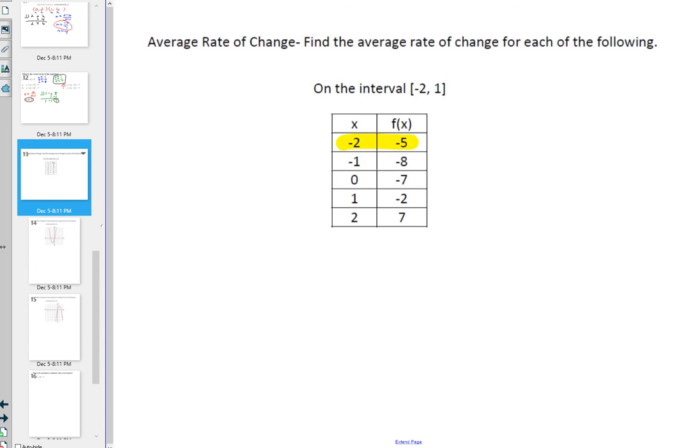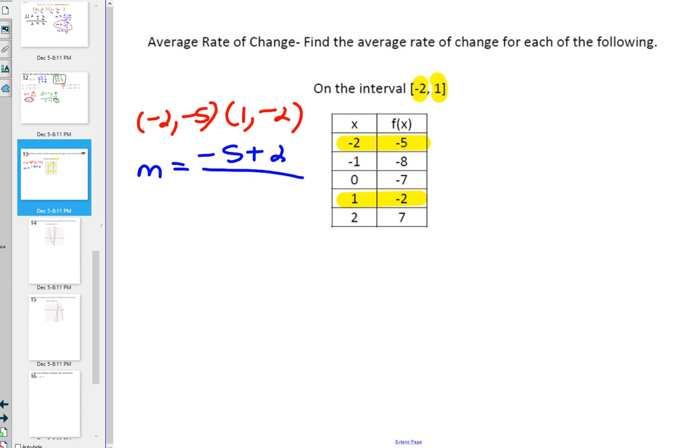When x is negative 2, that's the first part of the interval. The y is negative 5. When x is 1, y is negative 2. So those are my 2 points. I'm going to find the slope between negative 2, negative 5, and 1, negative 2. Negative 2 plus 5 is 3, over 1 minus negative 2, which is 3. So 3 over 3, which is 1.